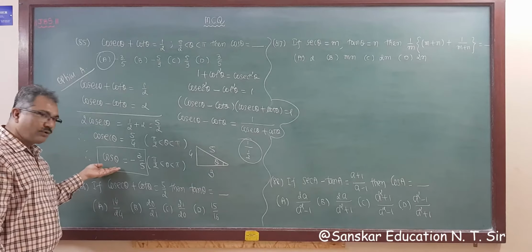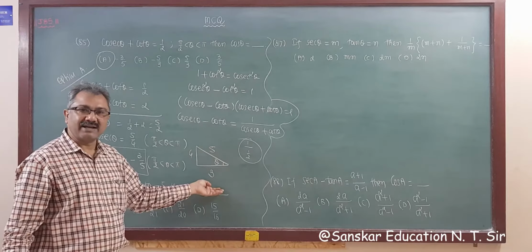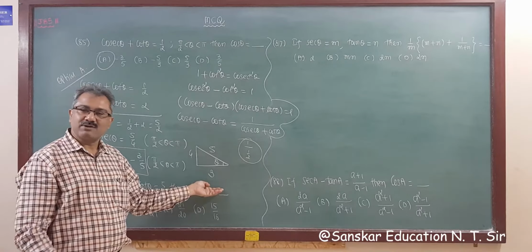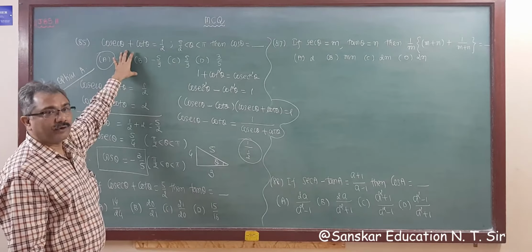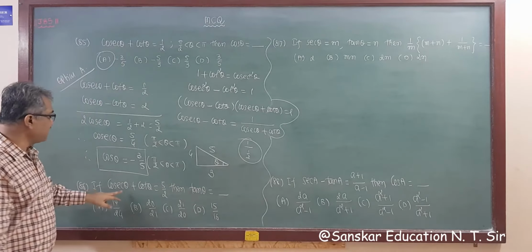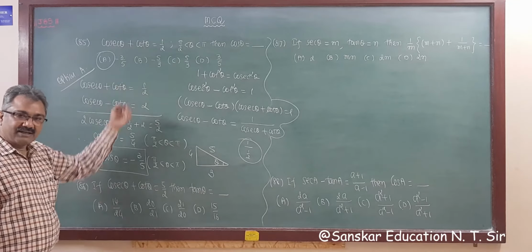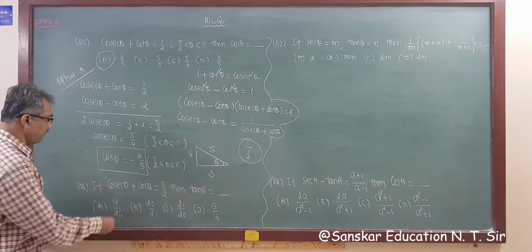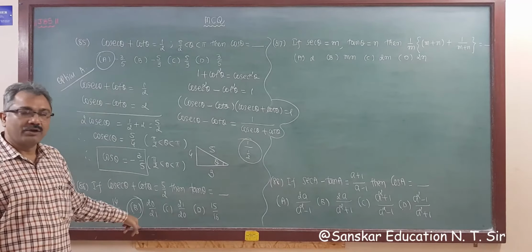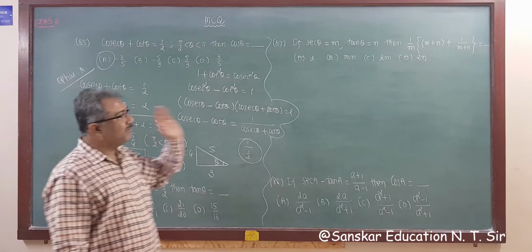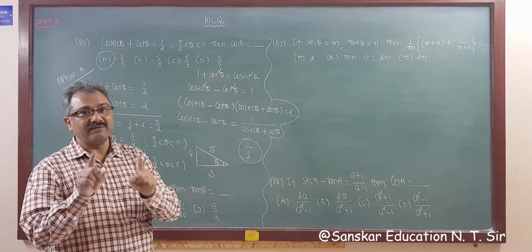Either find this cos theta and draw a triangle. From this you will find 4 by 3 as tan, and in the second quadrant tan is also negative, so the answer will be minus 3. So you can find any one from this, right? Similarly, if cosec plus cot is given and you have to find tan theta, as I discussed, you will get option B. So this is homework for you to practice. All the questions are the same.